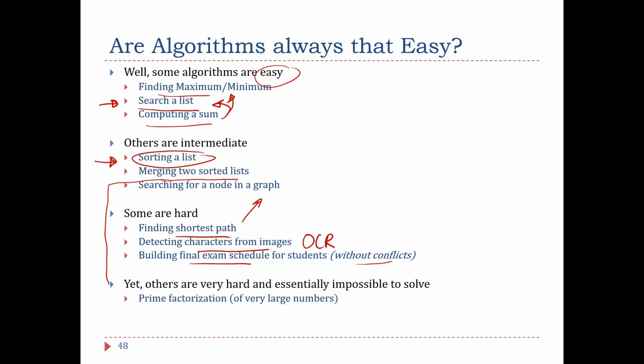For example, prime factorization for very large numbers, which is typically used in cryptography to prevent hackers from guessing a certain password, or some problems you will find that are not even solvable by machines, such as the halting problem or any other paradoxical problem.